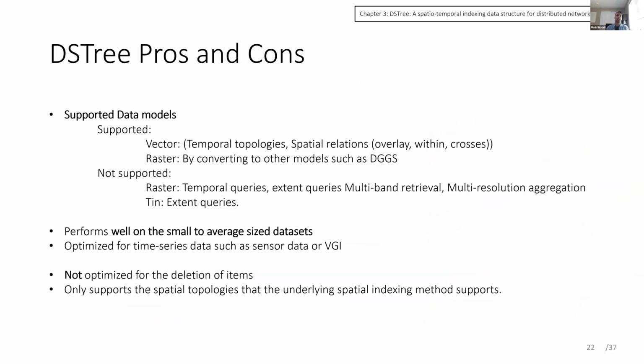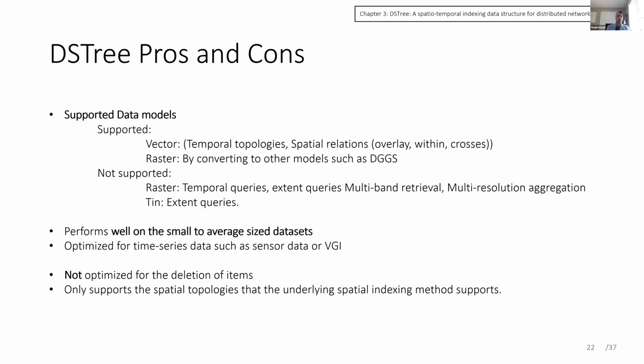So DS3 has its pros and cons. It supports vector data. For raster data, we have to come up with converting those vector data to models like DGGS, in which each pixel has its own ID, and we are able to construct that hierarchical structure there. We don't support temporal queries, extent queries for the raster or multi-resolution aggregation of the data. And for the time being, we don't support extent queries.